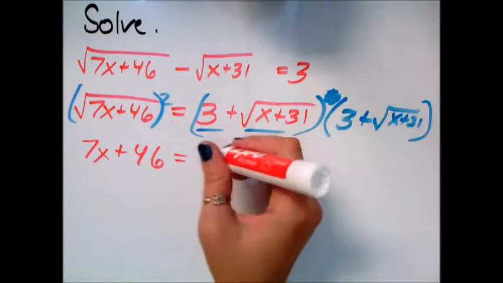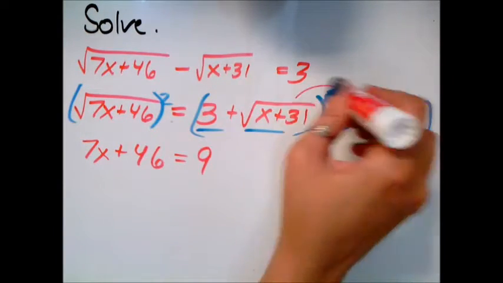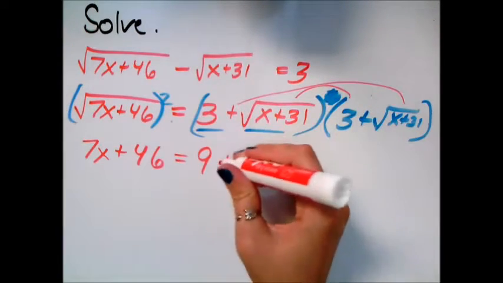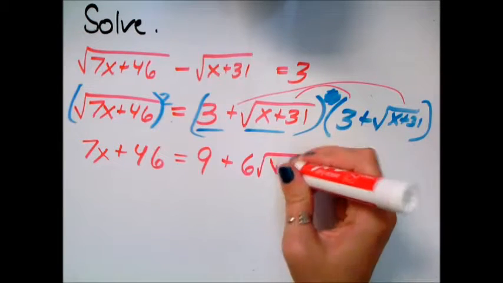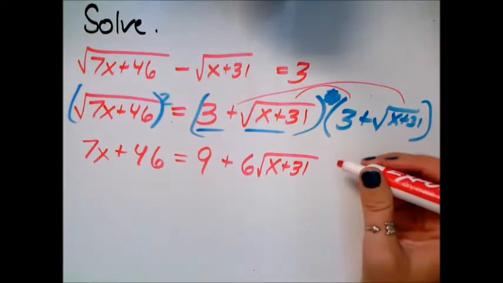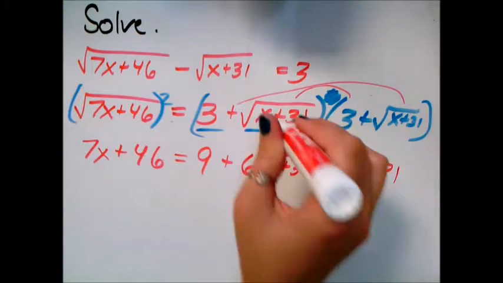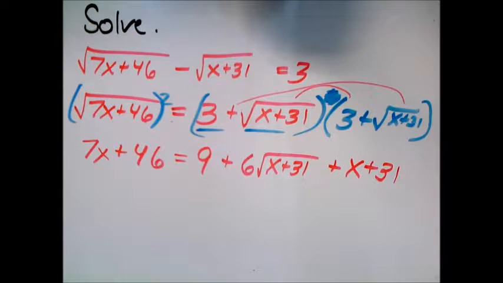And then here, 3 times 3 is 9. And my inside term is 3 times the square root. My outside term is 3 times the same square root, so that's 6, if we get like terms together, copies of the same square root. And then last here, x plus 31, because if I do square root of something times itself, square root of something squared, the square roots cancel.